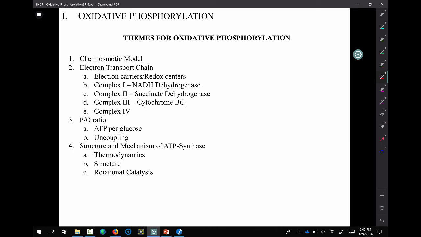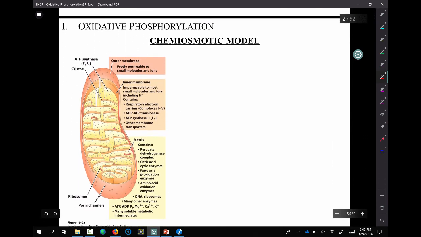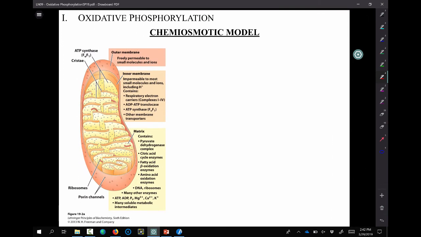Okay, lots of interesting stuff on this, but let's start here real broad. The chemiosmotic model or chemiosmotic theory. We'll be thinking about this from a mammalian standpoint, but certainly chemiosmotic theory and model would be broadly applicable to most biological organisms. And we'll describe more than just oxidative phosphorylation.